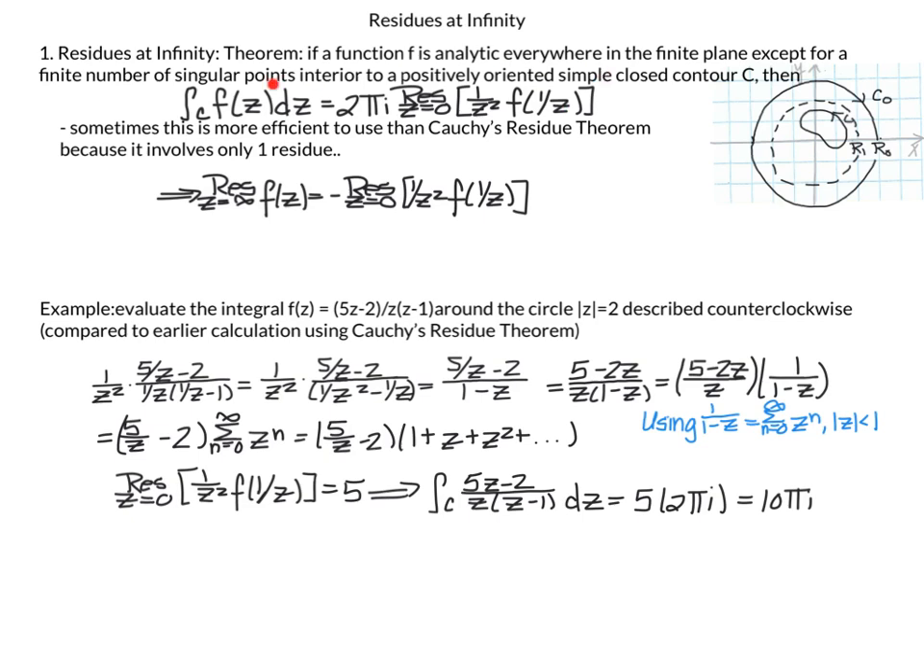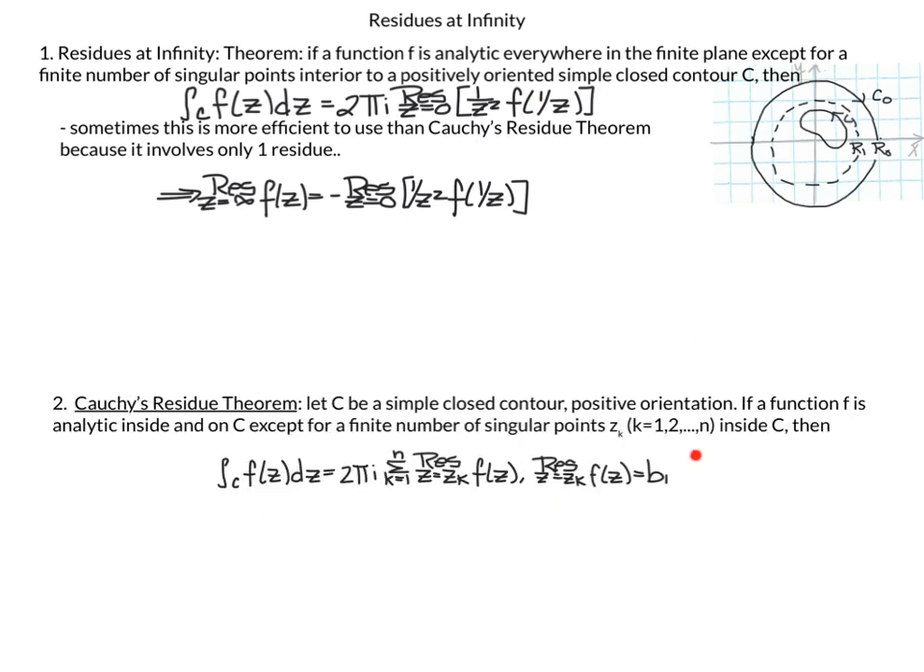You can see this formula is very similar to Cauchy's residue theorem, which I've pasted here just for comparison. Again, we have C, a simple closed contour. Function f is analytic inside and on C except for a finite number of singular points inside C. Then the closed contour integral of f of z dz is equal to 2 pi i times the sum of all the residues of the singular points inside C. So when you have a lot of singular points, you can see how this formula might be easier to use because it involves only one residue.